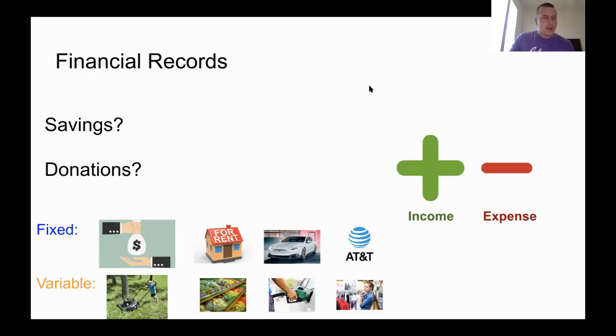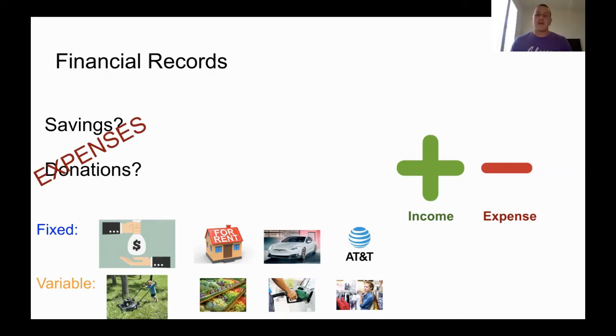So let's think about savings and donations. Are savings and donations going to be income or expenses? It is considered an expense. And I know that's kind of confusing, because if I'm saving money, it's money that I'm giving to myself. Or if I'm giving a donation, I don't think of a donation as an expense because it's not something that is a bad thing. A donation's a good thing.